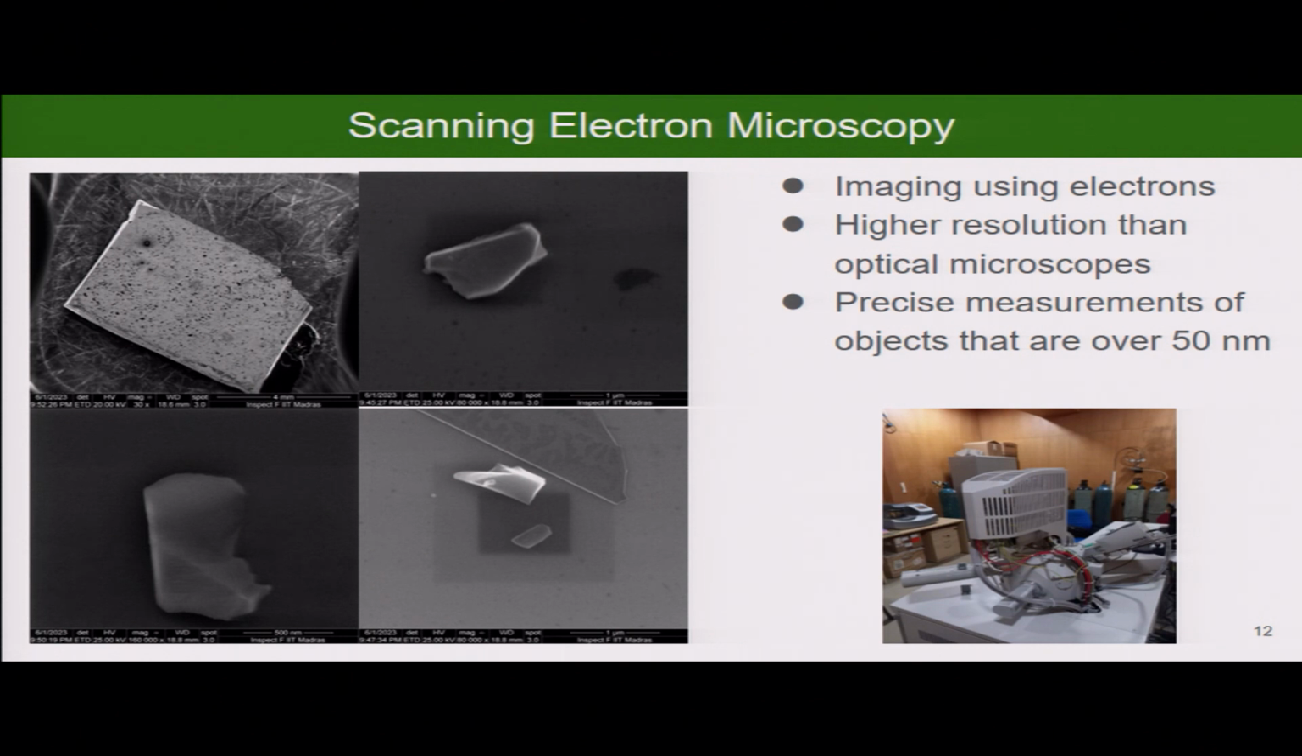These are a few of the images we got using scanning electron microscopy. The first one is the substrate. The other three are graphite crystals or a few layers of graphene. As you can see, they have a few layers, and you can see a single layer up there in the last corner. That is the scanning electron microscope we used.